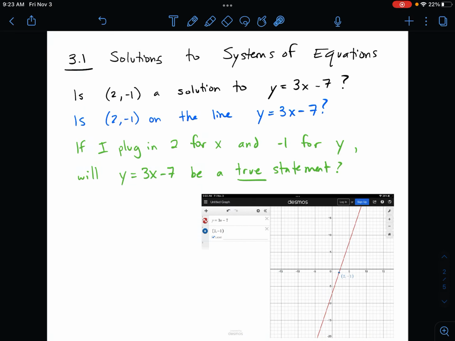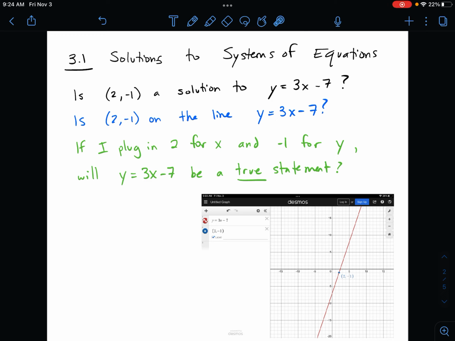Today we're going to be doing 3.1 solutions to a system of equations. So first off, we know that all three, the blue, black, and green lines mean the same thing. So if I ask, is (2, -1) a solution to y equals 3x minus 7, it will be the same as is (2, -1) on the line y equals 3x minus 7, and those are the same thing.